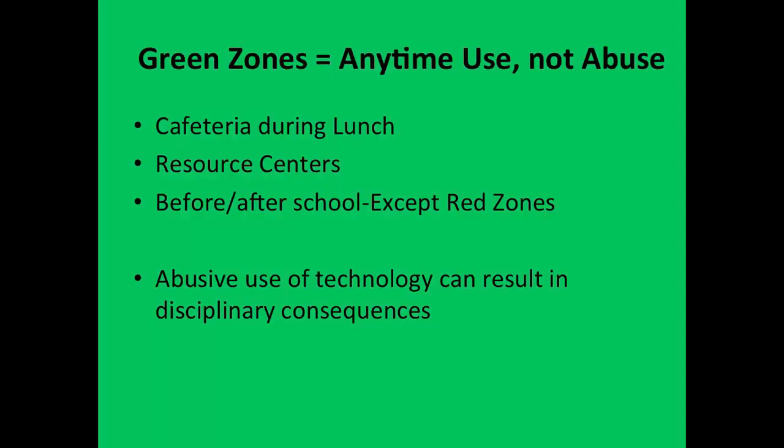There are certain rules about using your technology depending on where you are in the school. If you're in a green zone, you can use your technology pretty much like you would anywhere else outside of school. That's a pretty neutral zone. So the cafeteria during lunch, in the resource center, and before and after school, except in red zones, of course, you can use your technology pretty much however you want, as long as you're not being abusive or doing things that you should not be doing. If you are using it abusively, that can result in disciplinary consequences, of course. But green zones means just kind of go ahead and do your thing.